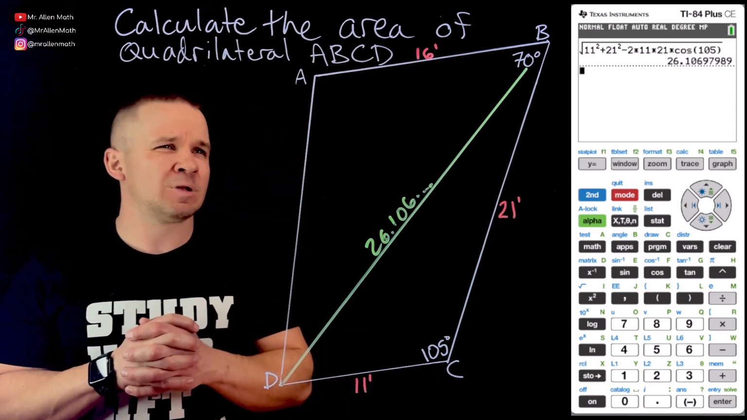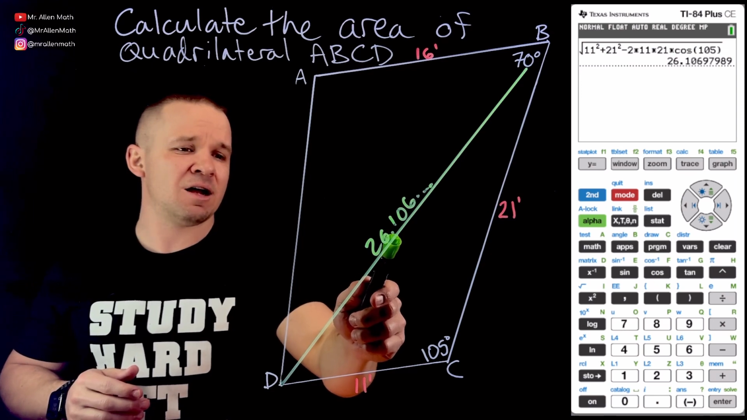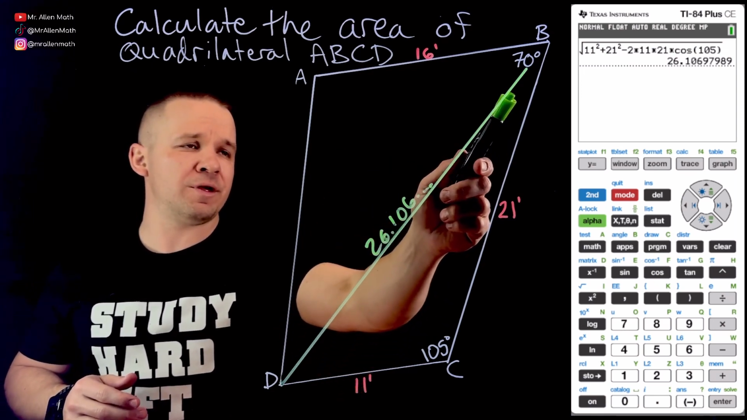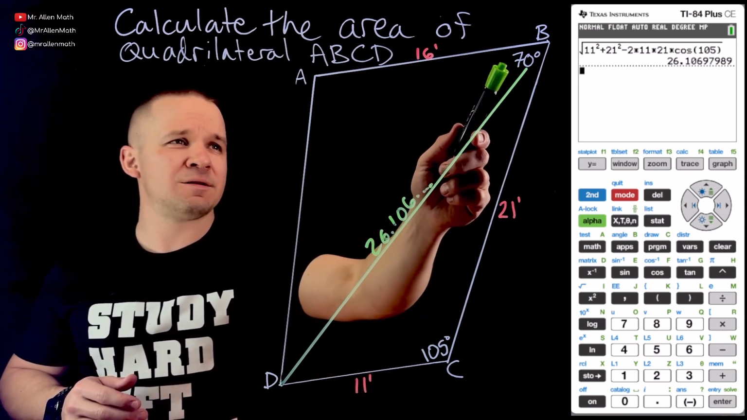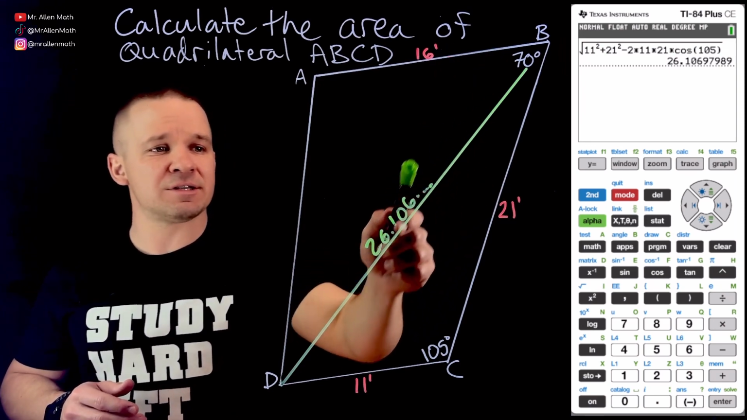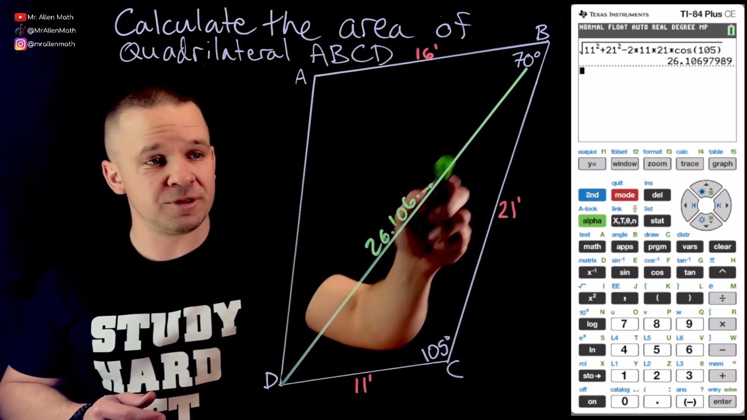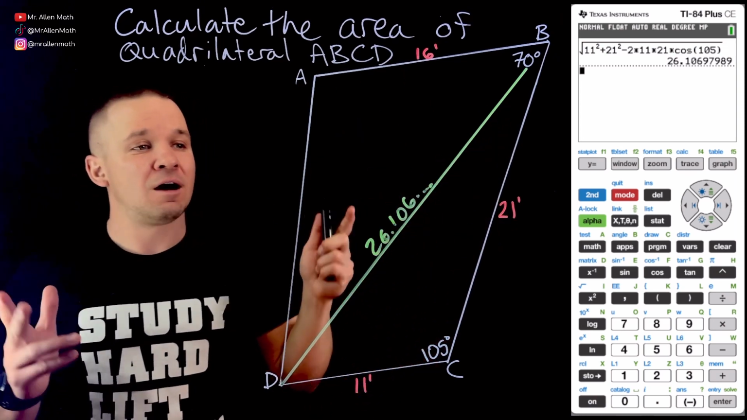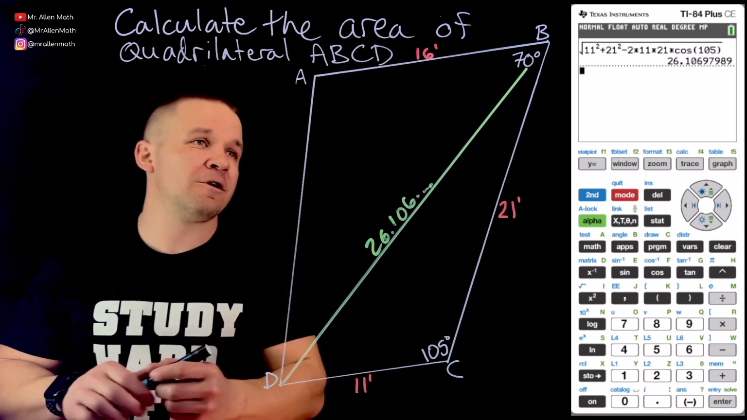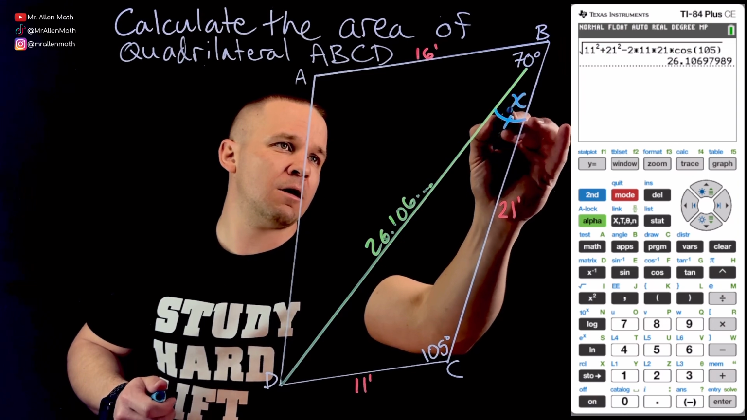All right, so now what can we do here? Well, because I need this length here, I could figure out what this angle is here and subtract it from 70 to get this angle here, because then I have a side angle side situation for this triangle. I'm good to go. So that's my move. I want to figure out what this angle is right here. I'll call it X.